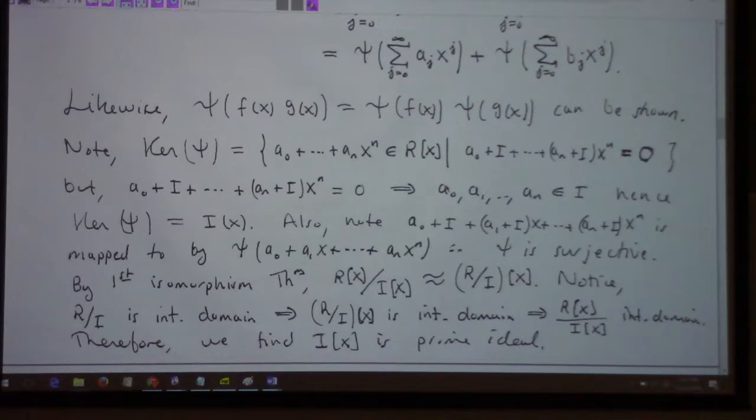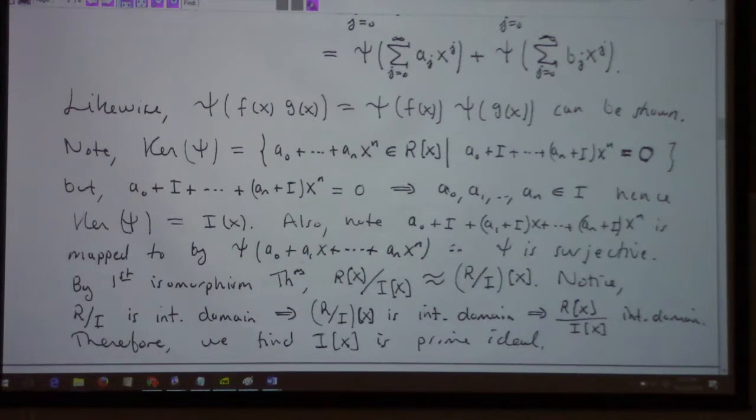Well, that's cool, because we know R mod I is an integral domain because I was prime. And that implies that (R mod I)[x] is also an integral domain, because if we take an integral domain and look at polynomials over it, it's again an integral domain. But then this being isomorphic to that means that R[x] mod I[x] is an integral domain. Bammo. So the quotient of R[x] by I[x] is an integral domain. That proves by our prime ideal theorem from back in the day that I[x] is a prime ideal.